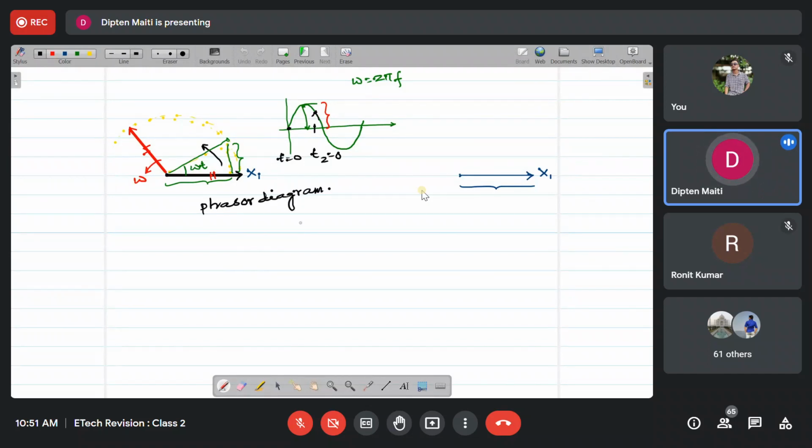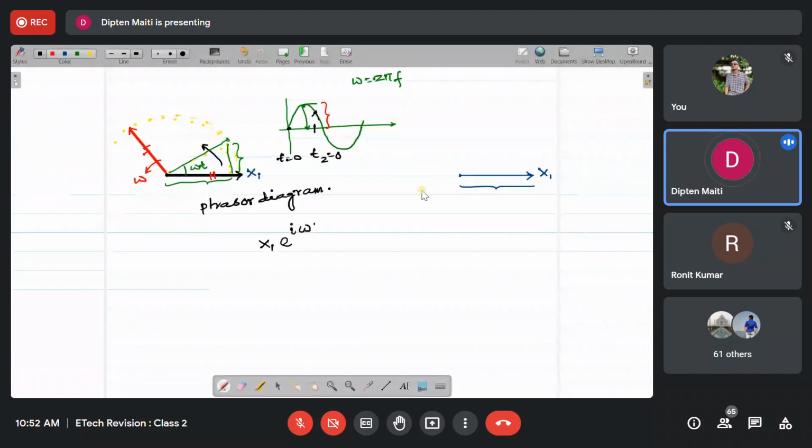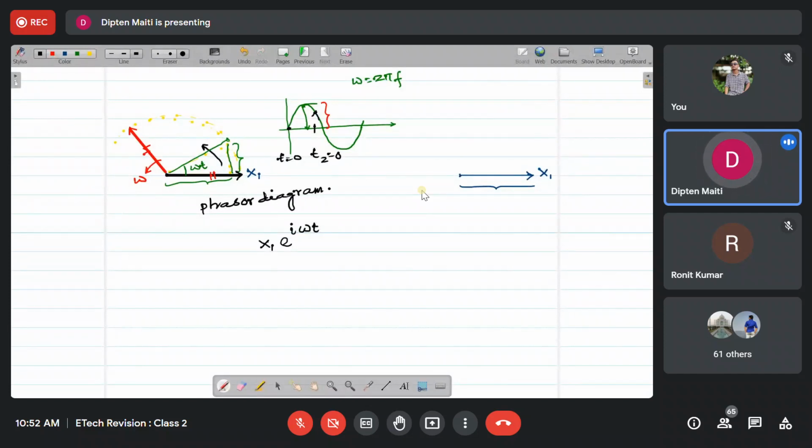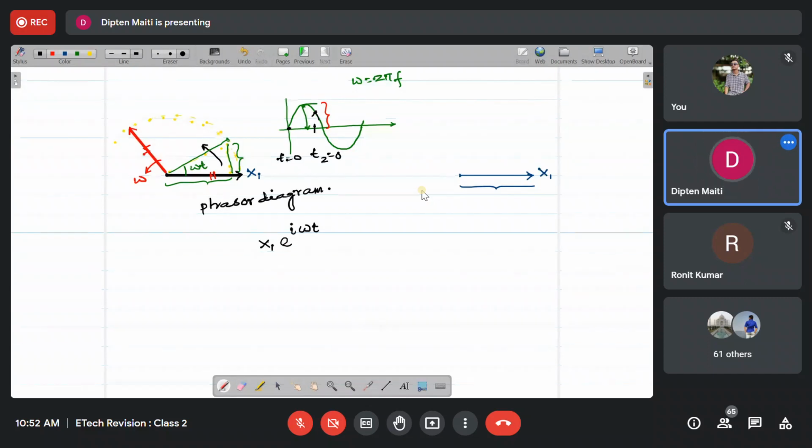So, now we can write this rotating line. Represent this rotating line by using the relationship that is x1 e to the power i theta. Of course, this theta is equal to omega t. So let me write here, this is i into omega t. So by using this Euler notation, at any instant of time, you can have the complete definition.